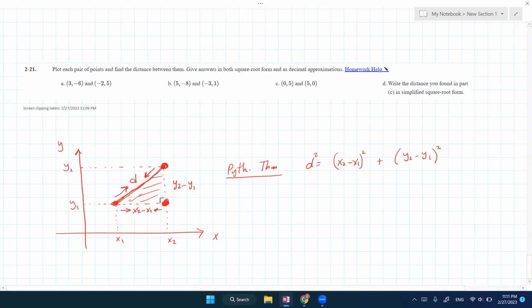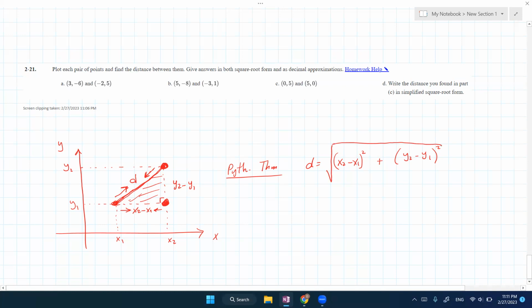That's what d squared is. But in order to find d, we will apply a square root to both sides. So I will eliminate the square from here and use a square root on the other side. Yeah, so that's the distance between 2 points.